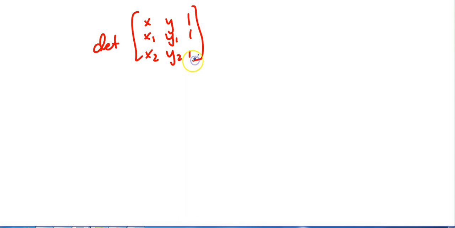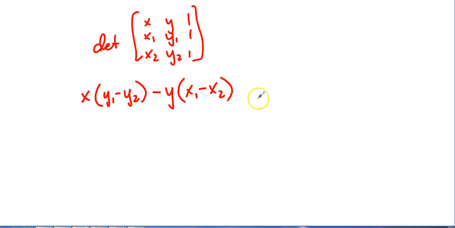So if we look at the determinant of the matrix with rows x, y, 1; x1, y1, 1; x2, y2, 1, then I know I've got x times y1 minus y2, minus y times the determinant of x1 minus x2, plus 1 times the determinant of x1, y2 minus x2, y1.